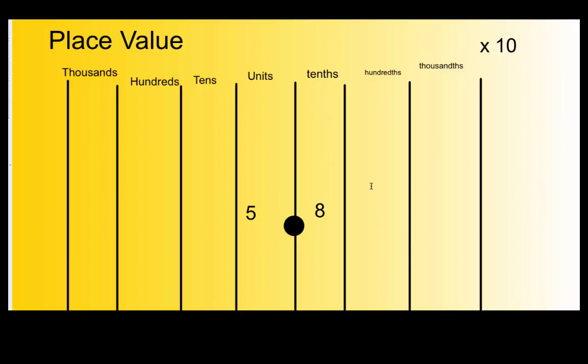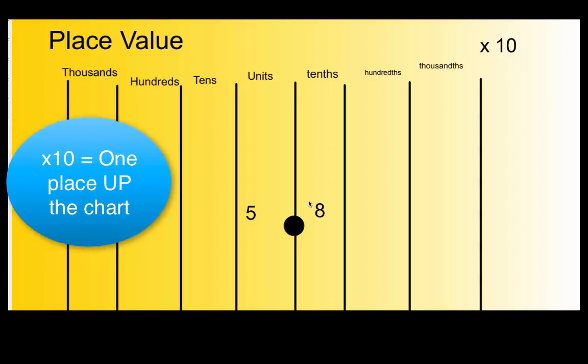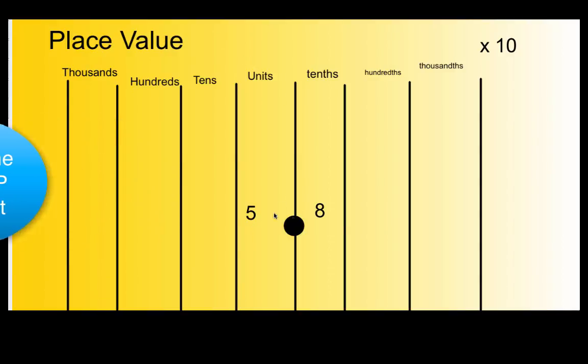And thank you, we are back without my little helper. Now, what we do when we times by 10 is we move this number and everything in it, the 5 and the 8, one place up the place value chart. One place up the place value chart like this. So 5.8 times 10 becomes 58.